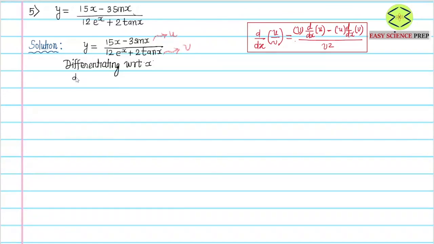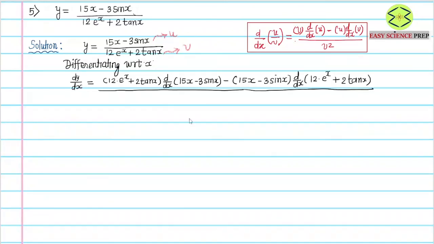So now we will have dy over dx, which is the differentiation of y with respect to x, as v. Here v is the denominator, that is 12 e raised to x plus 2 tan x, and then the derivative of u, the numerator, then minus, again you have u, which is 15x minus 3 sin x, and then the derivative of v. So the v square, denominator square, that is (12 e raised to x plus 2 tan x) whole square.